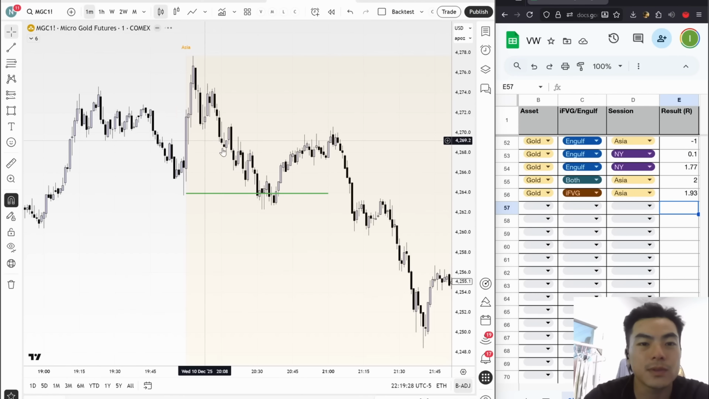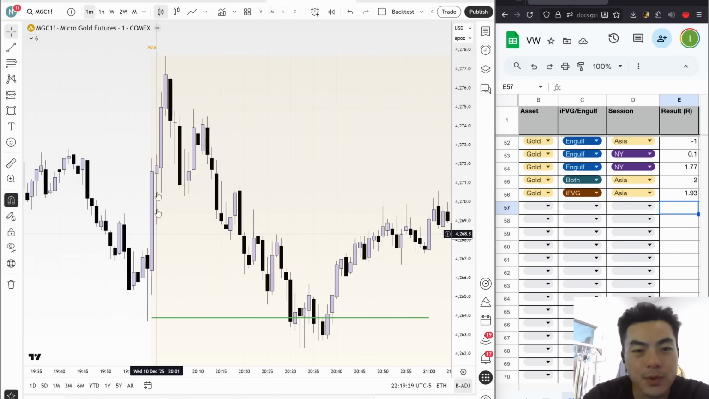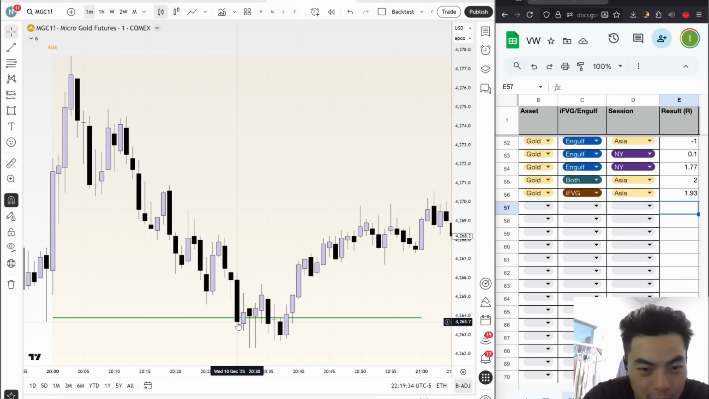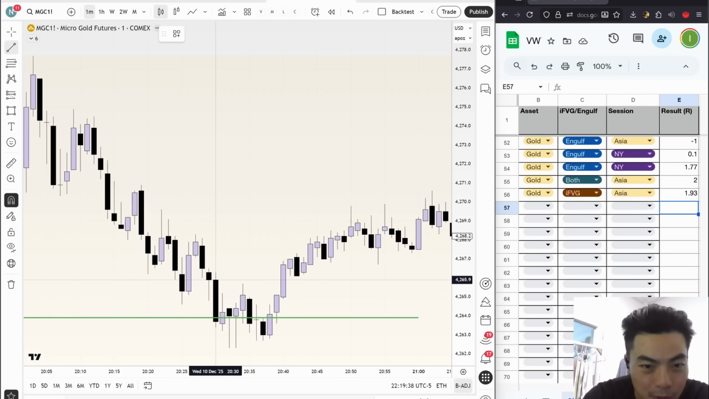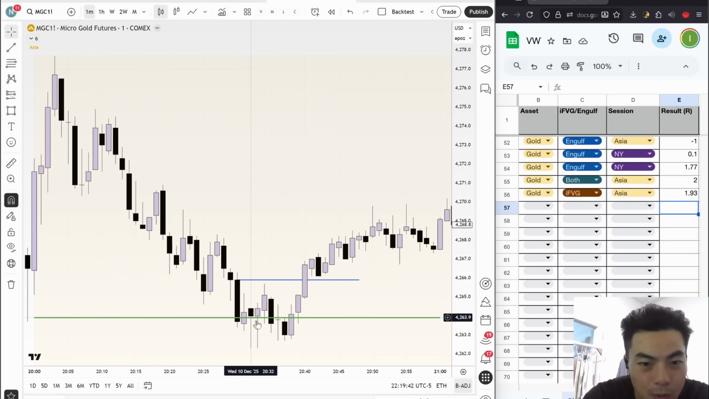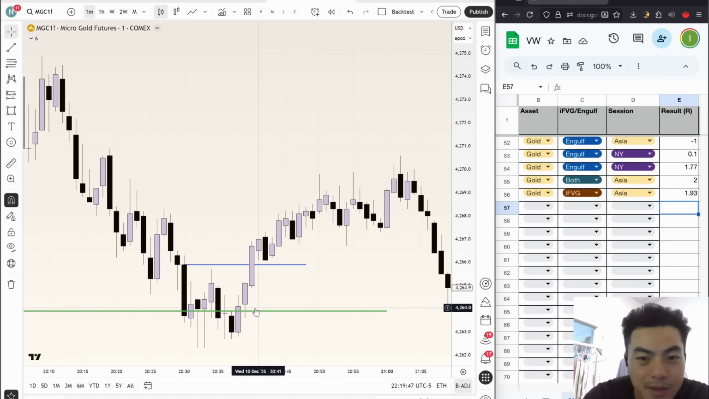Okay, this one looks good. Candle opens, pushes up, slowly chop back down, finally close back below here. So we need to either engulf this candle or, yeah, no fair value gaps there.